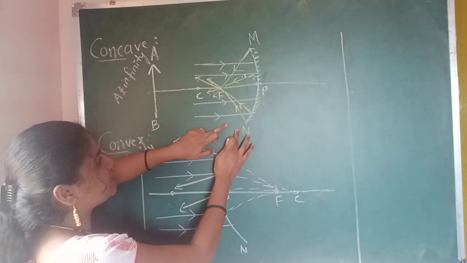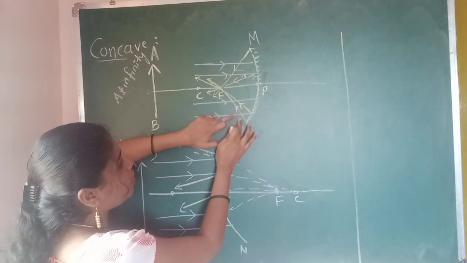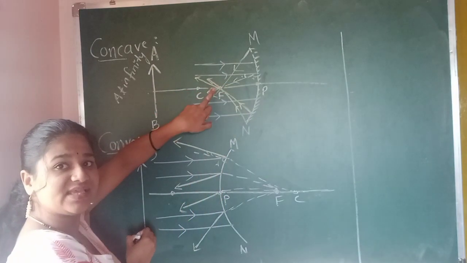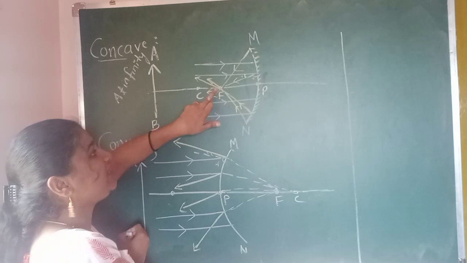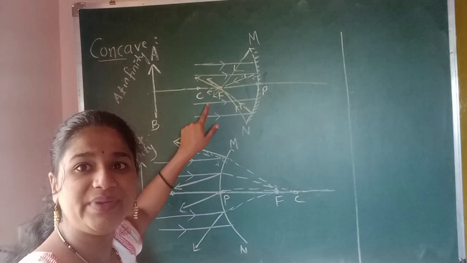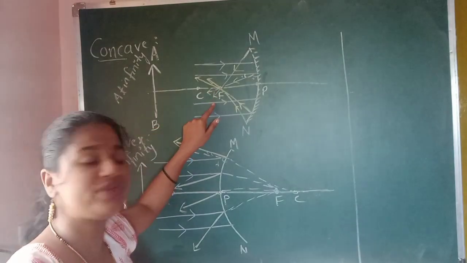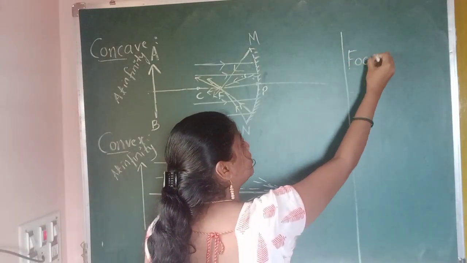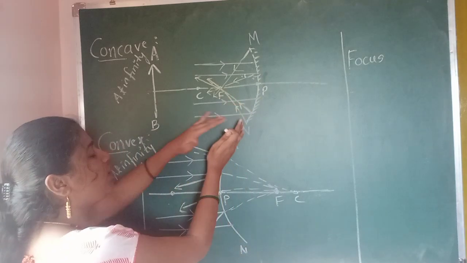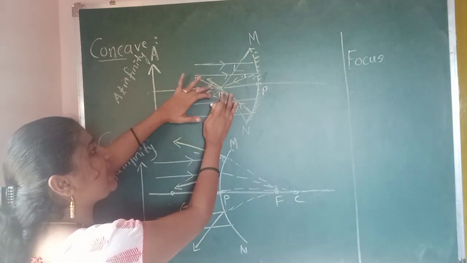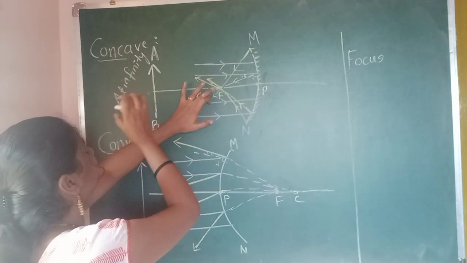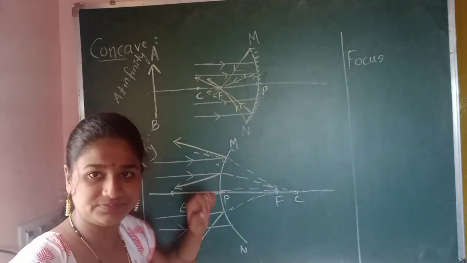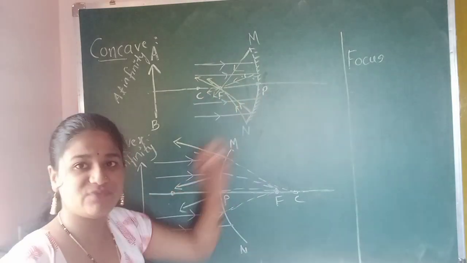When you observe, all the reflected rays meet at a point. That point is denoted by capital letter F, and that point is called the focus. What is focus? All the reflected rays meet at a point when a parallel beam of light passes through a concave mirror. That point is called the focus.